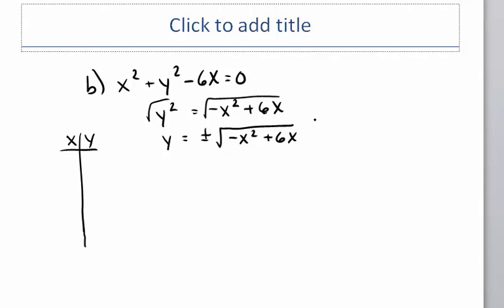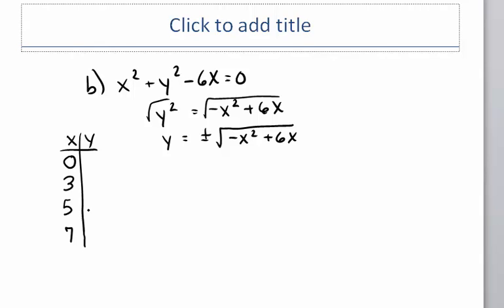All right, so let's try this with a couple of values. Let's try it with 0 for the x. Let's try 3. Let's try 5, and let's maybe try 7. Okay, and again, I'm just randomly picking some numbers.